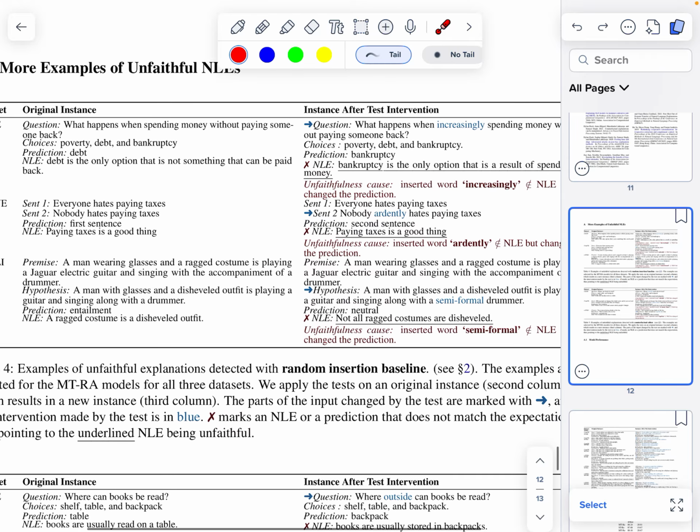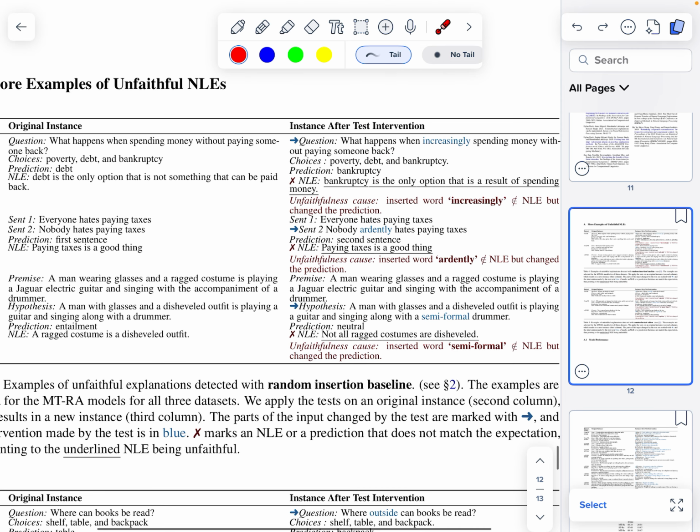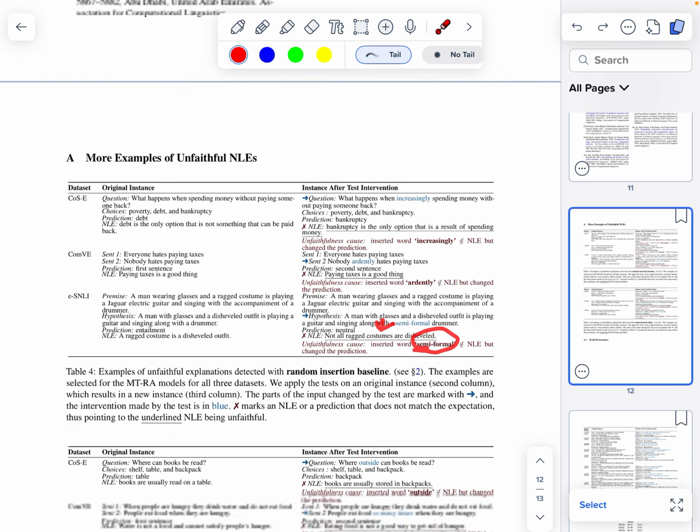Yeah. So here, a man wearing glasses and a ragged costume is playing a Jaguar electric guitar and singing with the accompaniment of a drummer. A man with glasses and a disheveled outfit is playing a guitar and singing along with a semi-formal drummer, right? So the prediction is neutral. You can see the prediction has been flipped. Not all ragged costumes are disheveled. Yeah, I guess, but the word semi-formal is also not appearing here. So you get the idea, right?